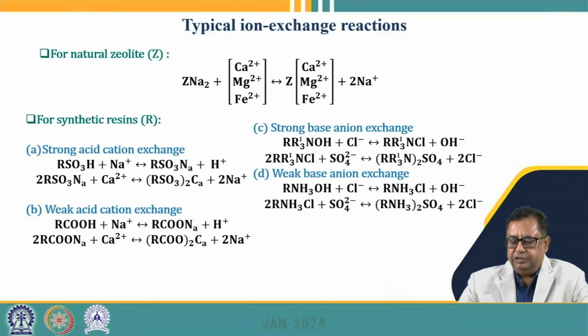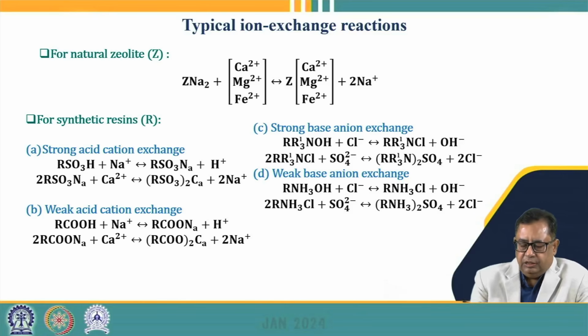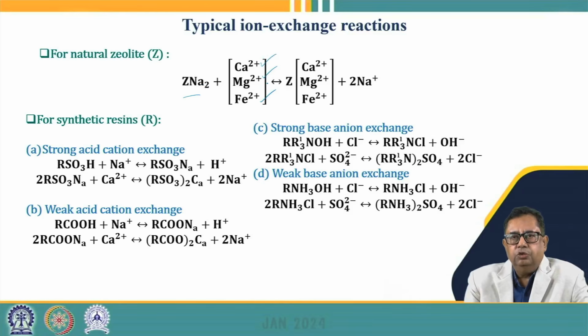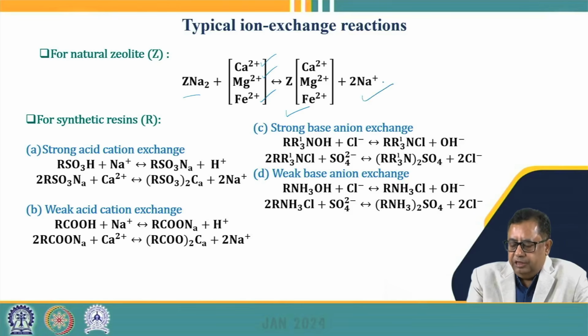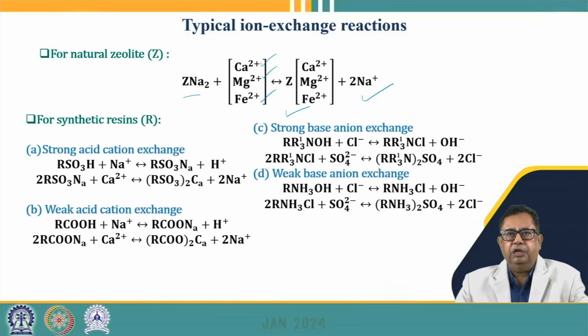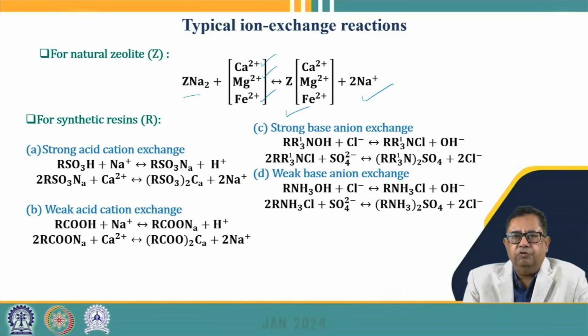So the typical reactions that happen in ion exchange, for example, we can talk about the natural zeolite. It is represented by the formula Na2Z, and when it comes in contact with the water which is laden with calcium, magnesium, or ferrous here in this case, the sodium ions are replaced by calcium, magnesium, and ferrous. So our formula for this zeolite will become ZCaMg or Fe, and the sodium ions will go into the solution or the water. This is how the typical ion exchange reaction happens, and these reactions are always reversible reactions.